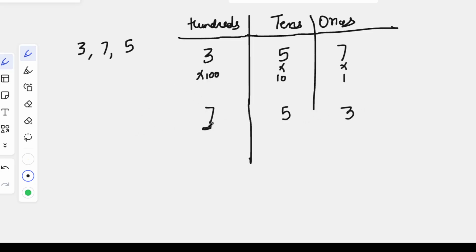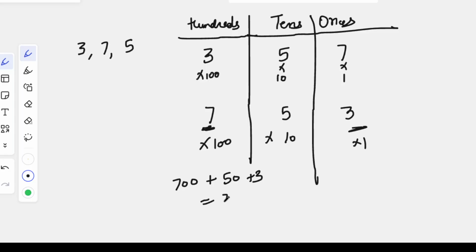So the greatest digit will come here, and the smallest digit will come in the ones column. Again, multiplying 7 by 100, 5 by 10, and 3 by 1, we get 700 plus 50 plus 3, which gives us 753. So we get 357 as the smallest three digit number and 753 as the greatest three digit number.